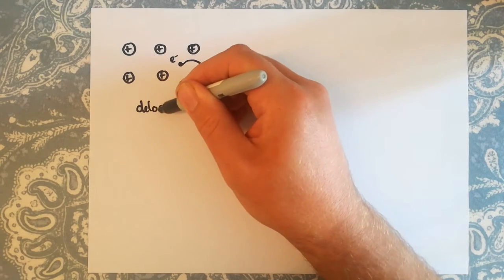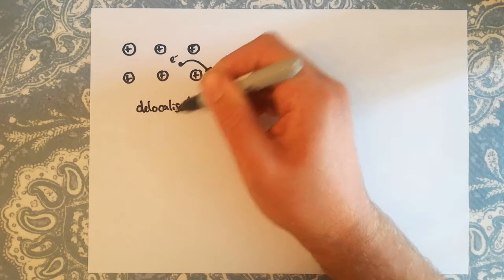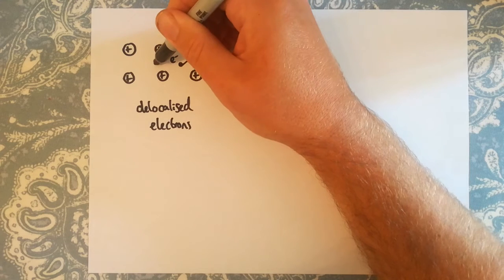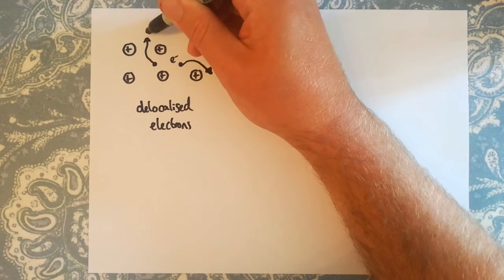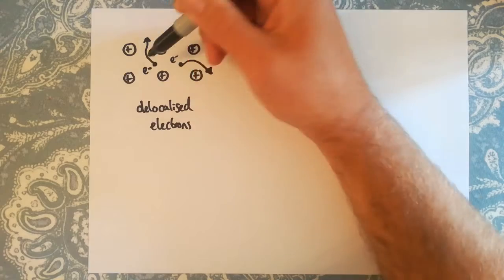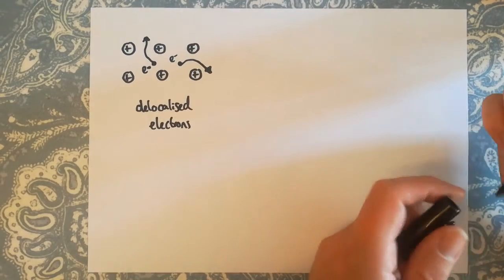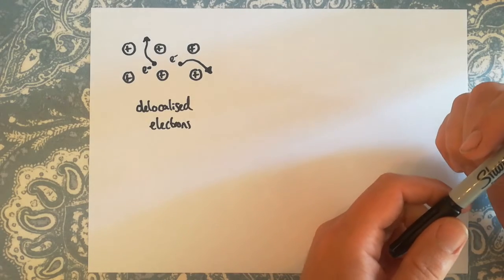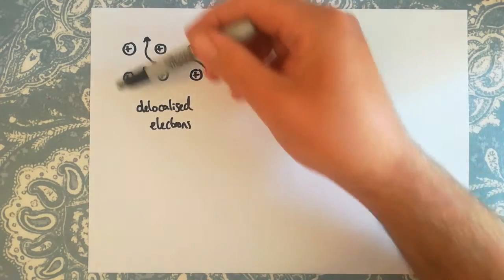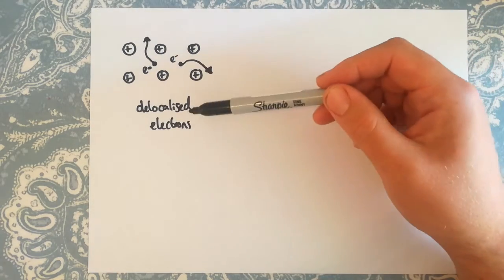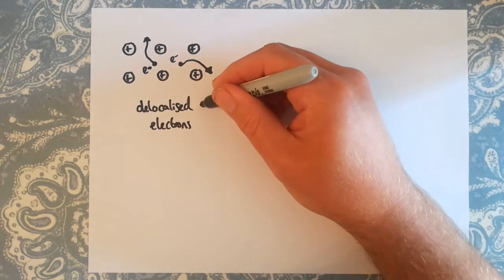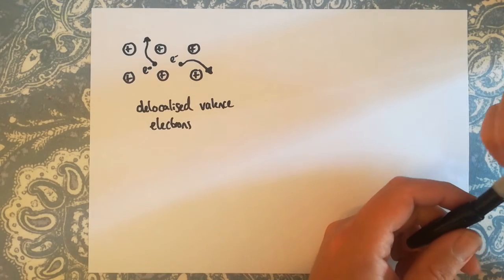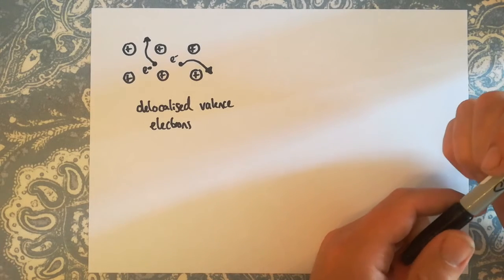So we've got delocalized electrons, and those electrons are moving about in between the positive metal ions in the lattice, in the crystal. So in the photoelectric effect, it's these delocalized valence electrons that are emitted when the light hits the surface.